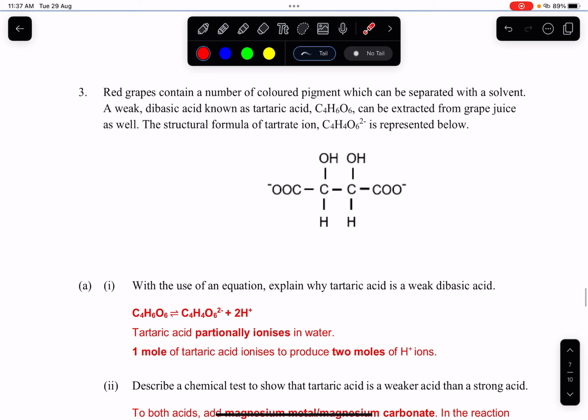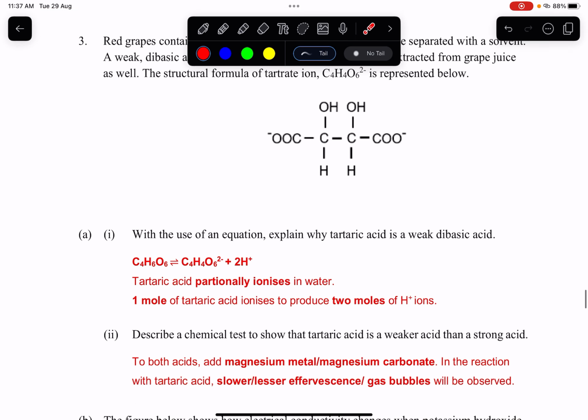Next, question 3. They say red grapes contain a number of colored pigments which can be separated using a solvent. A weak dibasic acid known as tartaric acid can be extracted from grape juice. The structure for the tartrate ion is represented below. With the use of an equation, explain why tartaric acid is a weak dibasic acid.